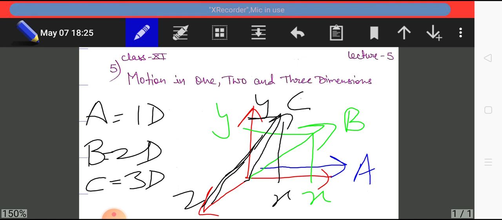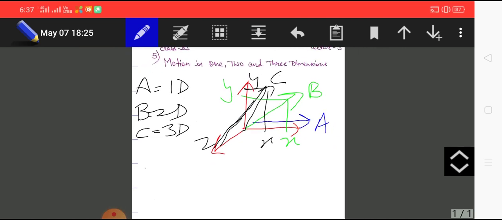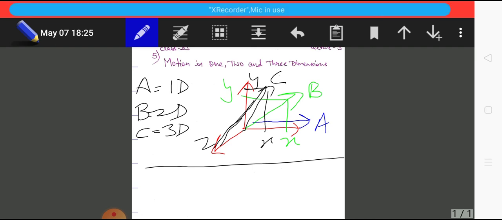Study this chapter carefully. There are so many numericals in this chapter, and we'll discuss uniform motion, non-uniform motion, average speed, velocity, etc. all in detail.